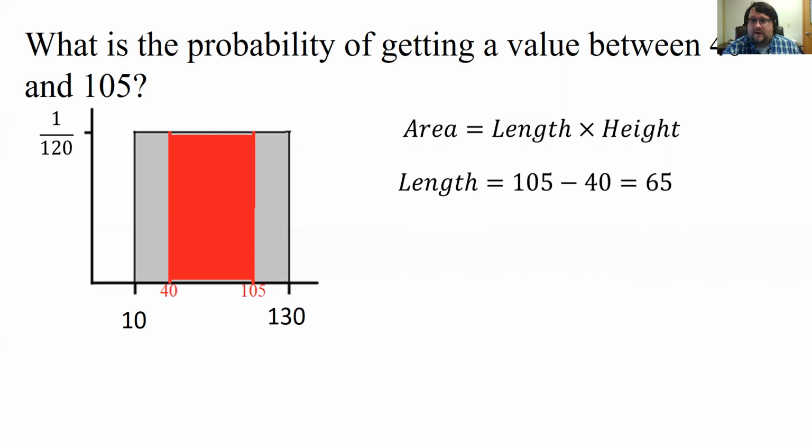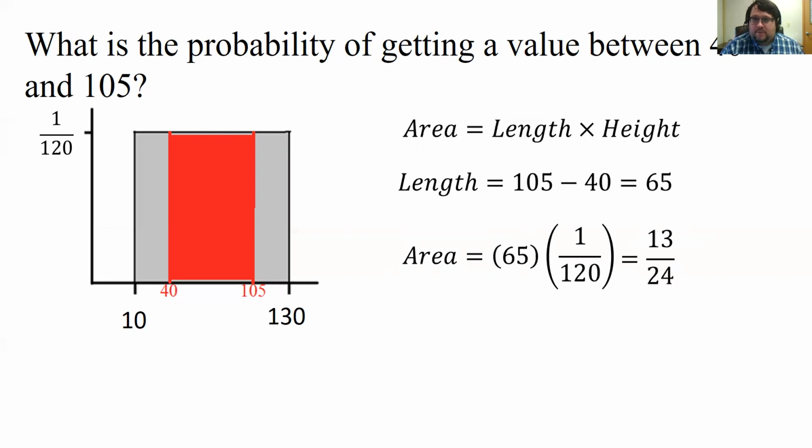So I'm going to calculate the area. The length is 65. The height we already calculated is 120. It's going to be 120 all the way across. That's why it's uniform. That's why this is a uniform continuous distribution. So I'm going to multiply those.